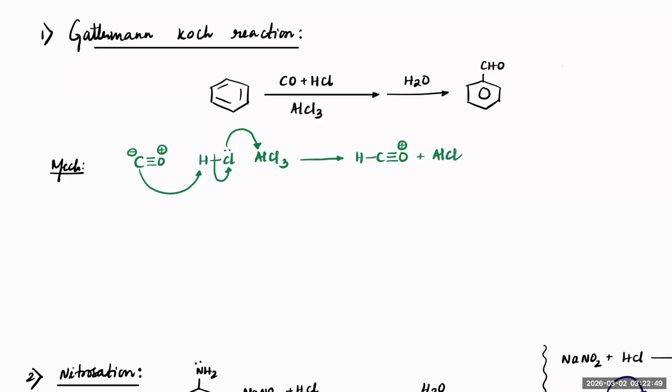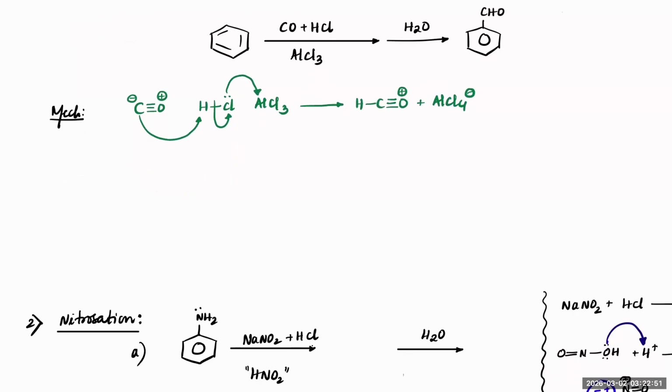Next we have AlCl4 minus. And then benzene will attack on this part. We have H, C, triple bond O plus. So the pi bond will attack here. This group will move, and that's how we will end up getting aldehyde, right? So this is via electrophilic substitution (ES).